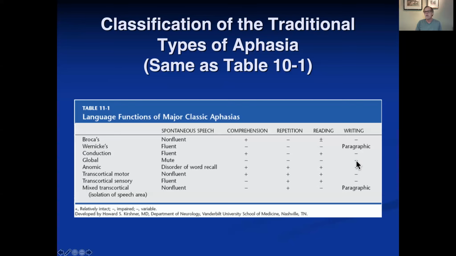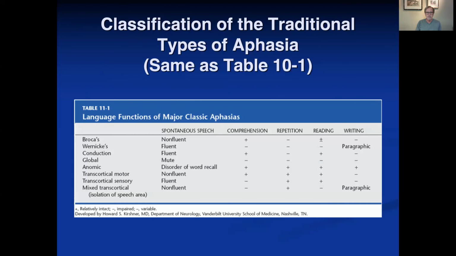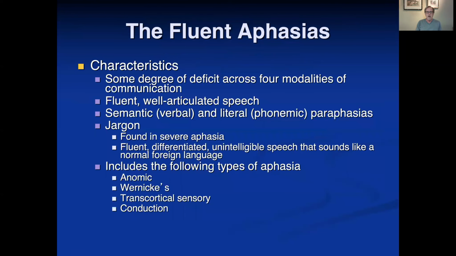And you'll see it correlates quite well with the slides that follow that describe the patterns of deficits in the different types of aphasia. Okay, so let's look first at the fluent aphasia. So that would be all of these that were marked as fluent. Okay, what are they? Well, jumping ahead to the end, they are anomic aphasia, Wernicke's aphasia, transcortical sensory, and conduction. They're all considered to be fluent types.